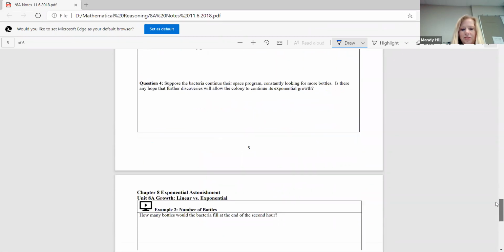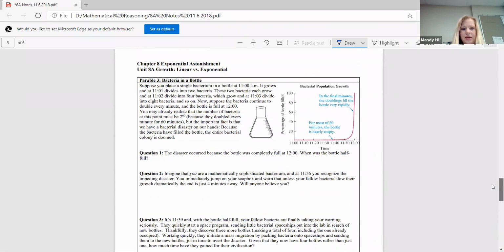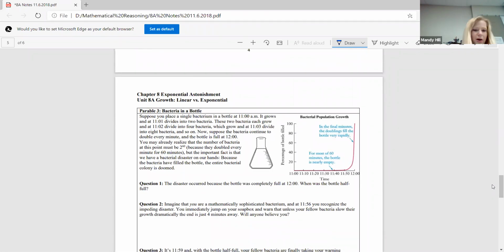So the last parable that we're going to talk about today is this bacteria in a bottle. It says, suppose you place a single bacterium in a bottle at 11 a.m. It grows, and at 11:01 it divides into 2 bacteria. These 2 bacteria grow, and at 11:02 you have 4 bacteria. At 11:03 you've got 8 bacteria, and so on and so forth.